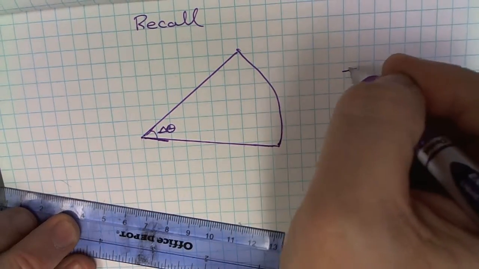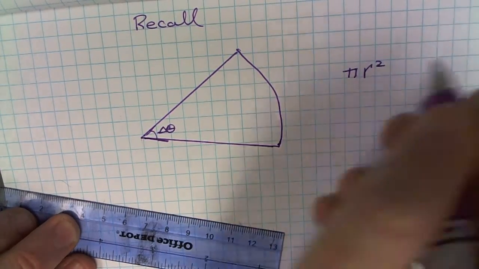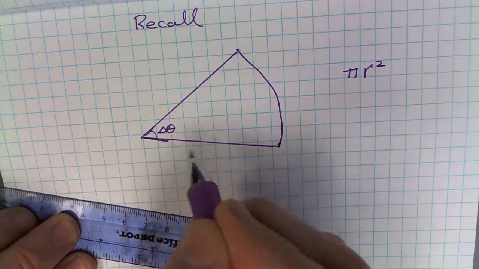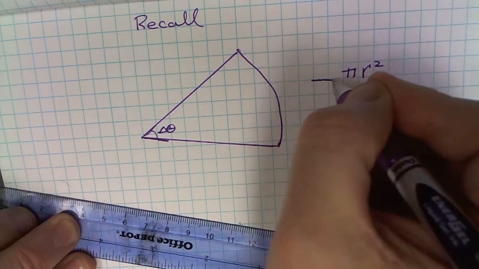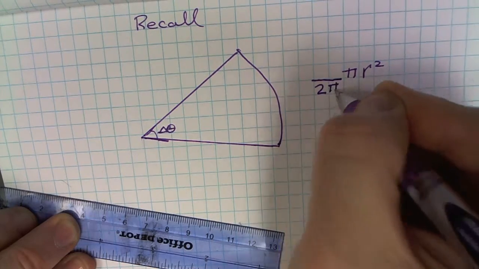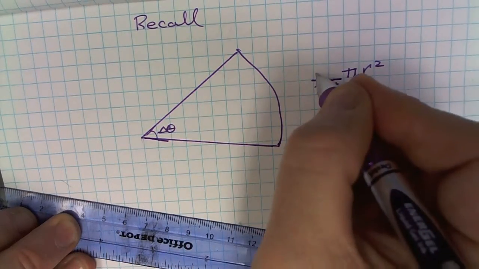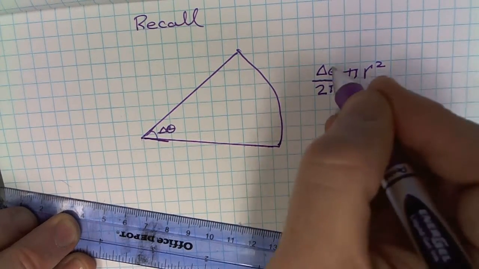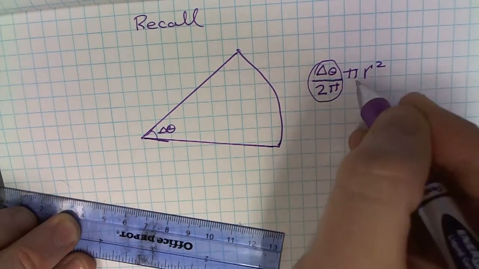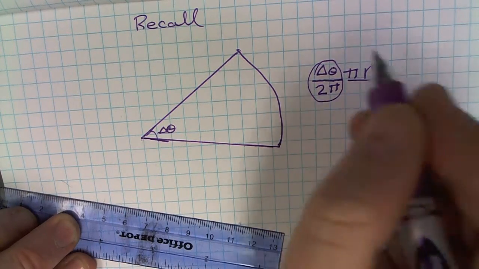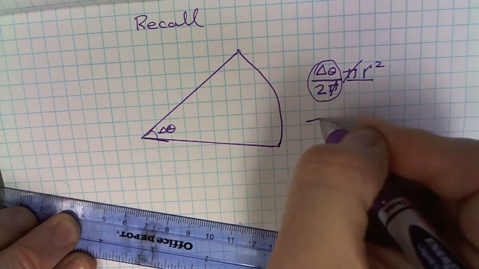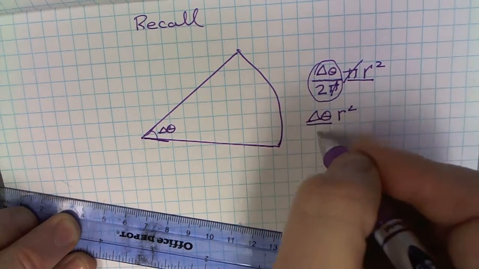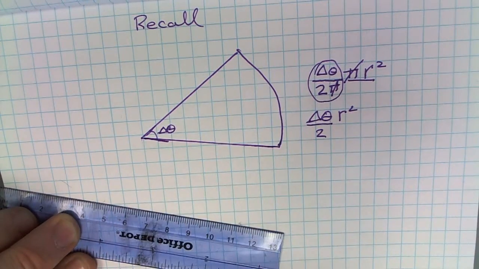Now, if I want to get the area of this circular sector, I know that the area of a circle is pi r squared. But this is not a circle. This is a fraction of the circle. The question is, what fraction? In a circle there are 2 pi radians, but this isn't 2 pi radians, this is delta theta radians. So the area of this circular sector is delta theta times r squared over 2.